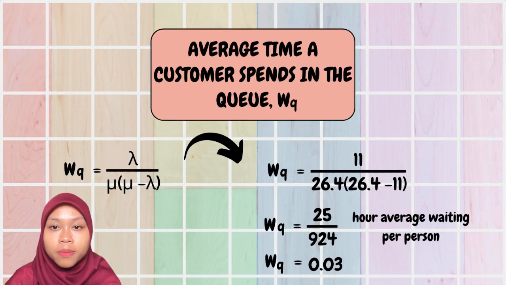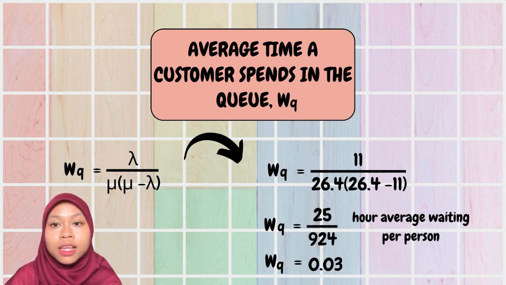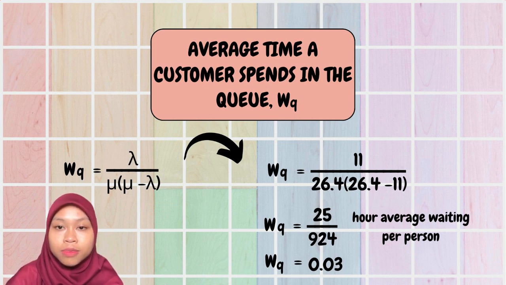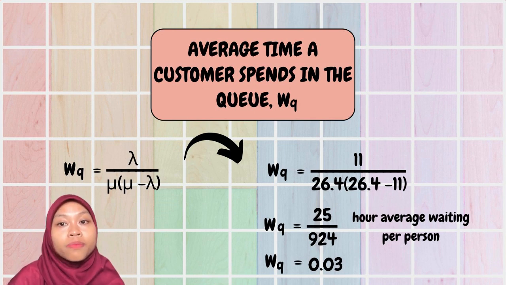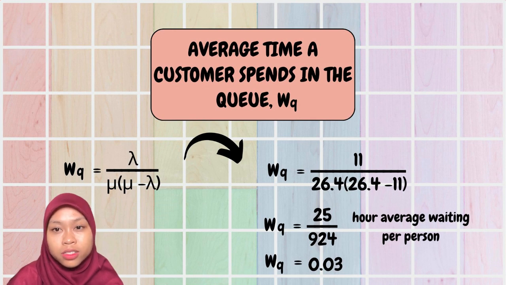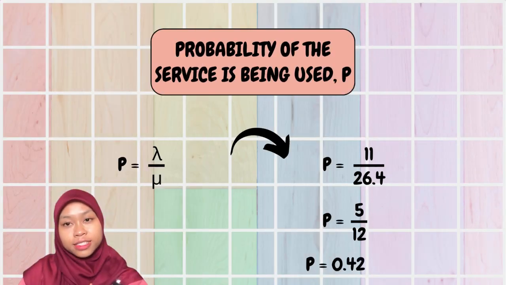Next, I will explain how to get the average time a customer spent in the queue, which is Wq. Wq equal to lambda divided by mu multiplied with mu minus lambda. After substituting the values, we will get Wq equal to 11 divided by 26.4 multiplied with 26.4 minus 11. Then we will get the average time a customer spent in queue is 25 over 924 or 0.03 hour. Let's go to the next slide.